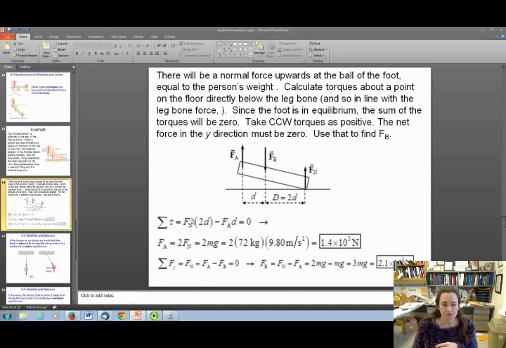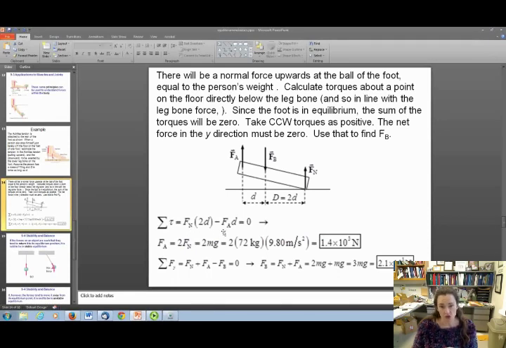So you have your normal force, and then the lever arm there is 2d, or 2 little d, or big D. So F sub N times 2 little d, that's our positive torque, minus the force of the Achilles tendon, because that's our negative torque, times little d. And you sum that and set it equal to 0. Now you can solve for the force of the Achilles tendon. You know the normal force is the weight.